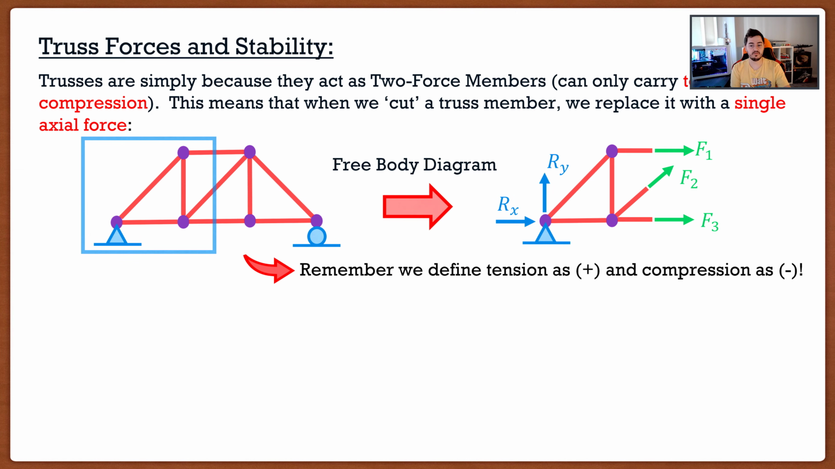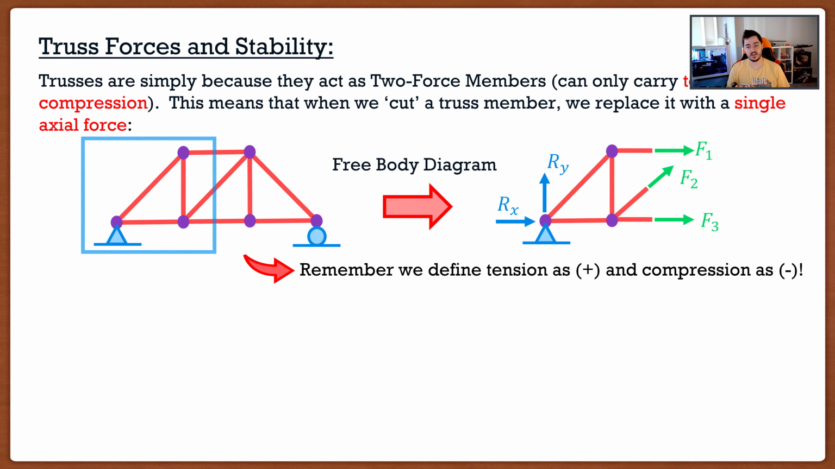So remember that we define tension as positive and compression as negative. Before, in particle equilibrium, I always said assume tension. This means that our force is pointing away from our joint. If we do the math and we get our force as negative, it means that it's actually in compression. But if we get our answer as positive, it means it's actually in tension, which is good. Again, we're going to discuss the analysis of these forces more in the next video. The only thing I want you to take away right now is that when we cut a truss member, we replace it with an axial load.